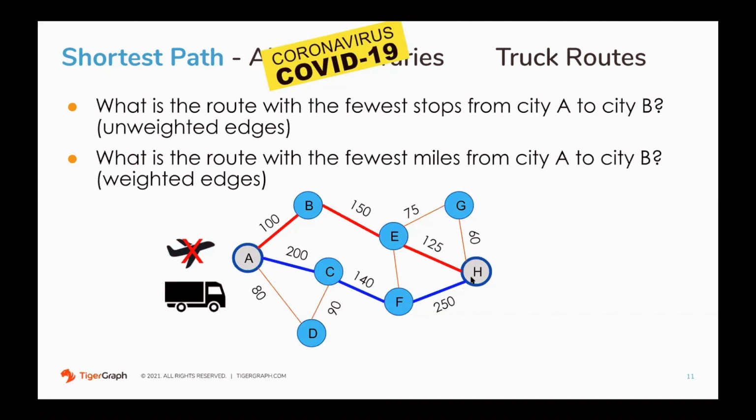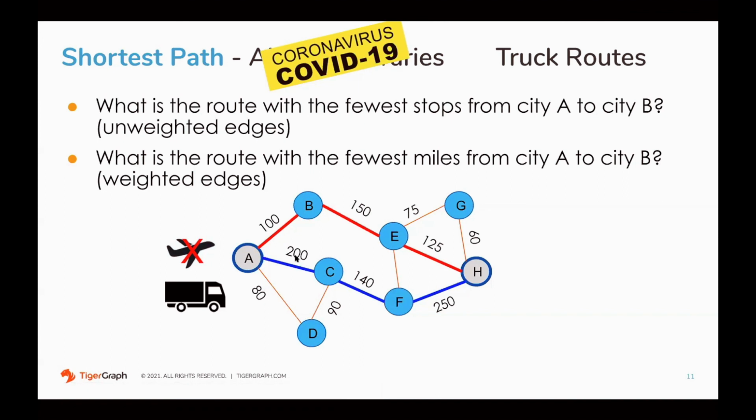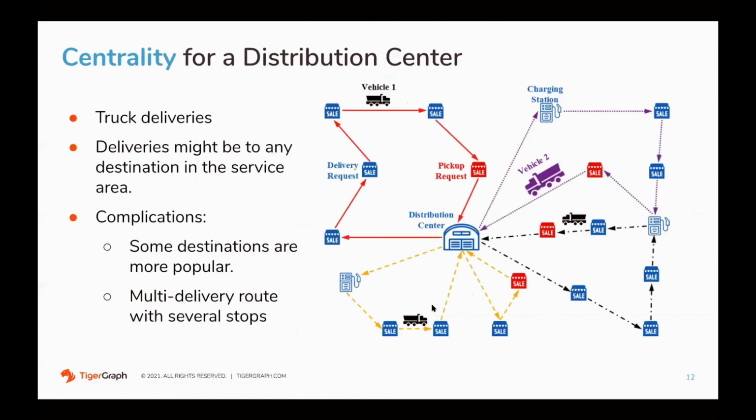Now, if you care about the distance traveled, then interestingly, this one that goes down to D, A, D, C, F, H, is actually shorter, because this 80 plus 90 is less than that 200. So that's called a weighted shortest path. I think I set the numbers so that both this red one and blue one are the same total distance. That may not be true. I think the red one is shorter. So that is shortest path.